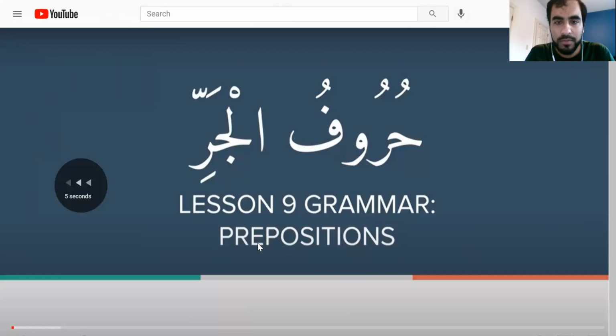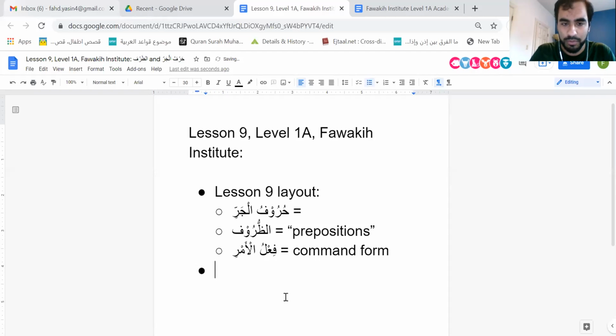So before we get any further, I would like to translate to you guys what huruf al-jar is. Now, I know that Fawakih goes at a pretty decently fast pace, but hopefully that term should seem familiar to you guys.